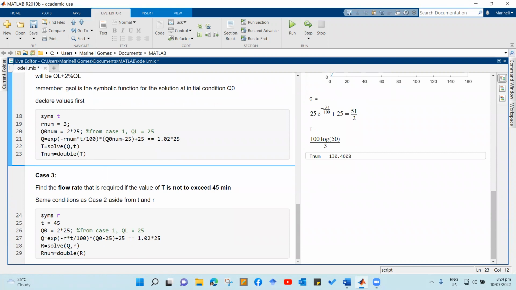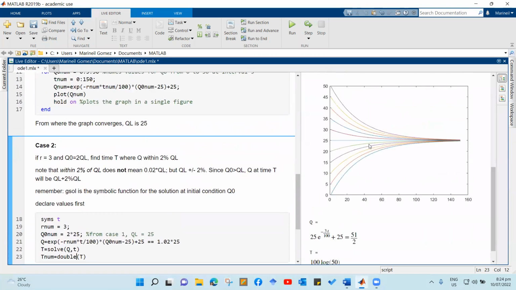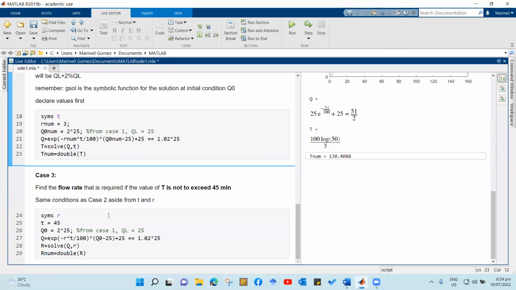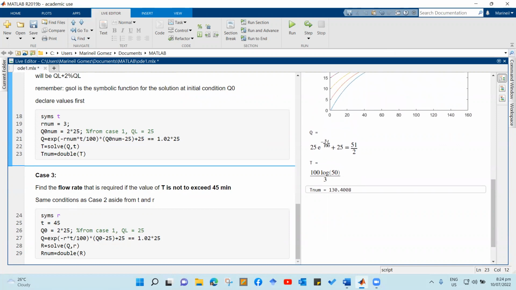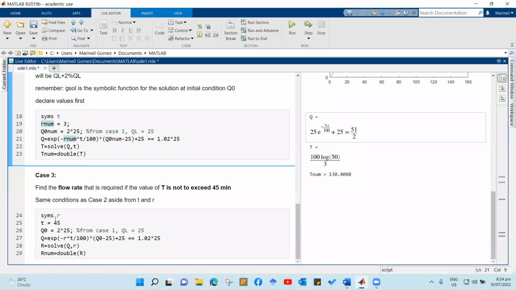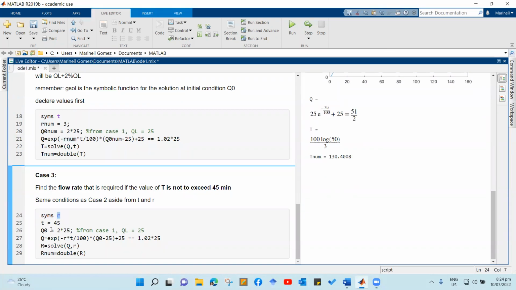Okay, so the last one. We want it to change faster. So what should the flow rate be if we don't want it to take 130 minutes, but want it to take 45 minutes? So I now have the same approach as this one, but I change from t to r, and I have t as a numerical value now of 45. So Q0 is 225.